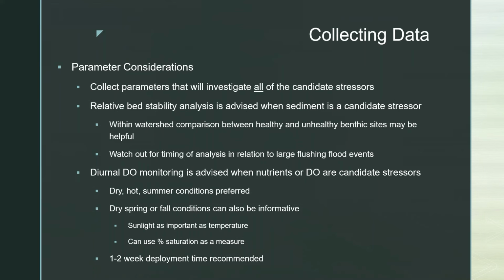And then some other types, relative bed stability analysis. If we suspect there's a sediment stressor, that's one of our candidate stressors, we might want to do relative bed stability analysis within this watershed. It may be really helpful not just to do it at one point in the watershed at the most downstream station, but maybe if we have an impaired and an unimpaired station within the watershed and we did it in both, that could be some really good information to compare those two sites, to say, okay, what are the sediment conditions here versus there? And may that be a line of evidence supporting sediment as a stressor.